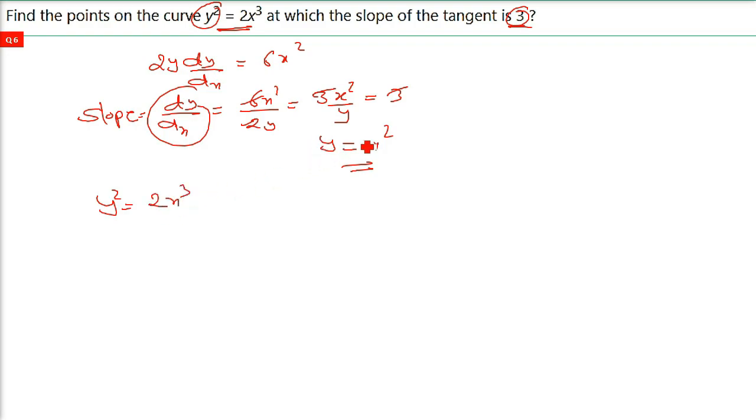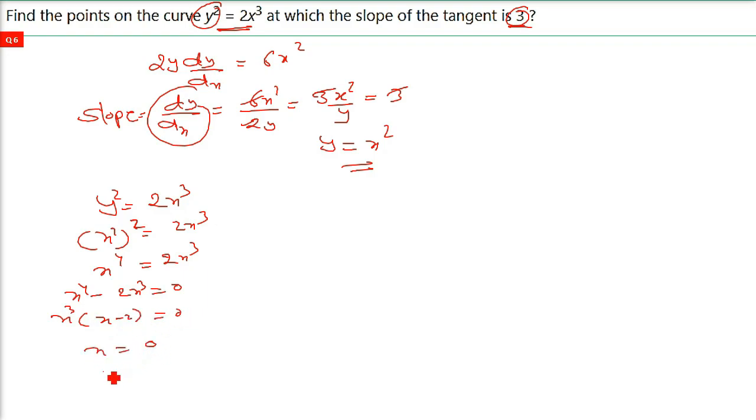Y square equals 2x cube. So y is x square. So x square square is x to the power 4, equal to 2x cube. Now take this 2x cube on the left. You get x to the power 4 minus 2x cube equals 0. Let us take x to the power 3 common. You get x minus 2 inside. So x is equal to 2 and x will be equal to 0. These are the two possibilities in order to get the equation as 0.